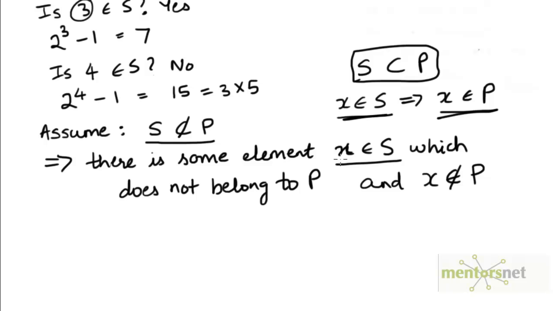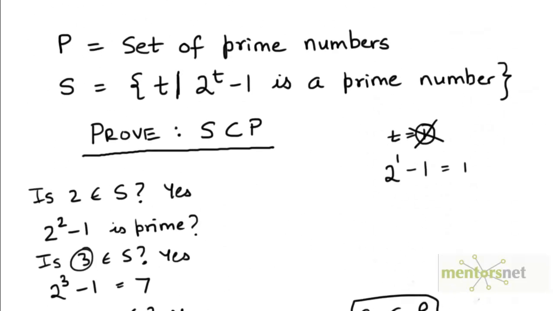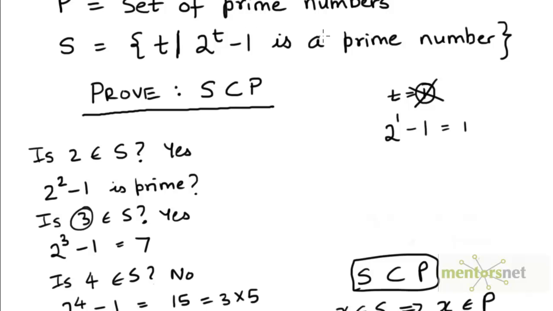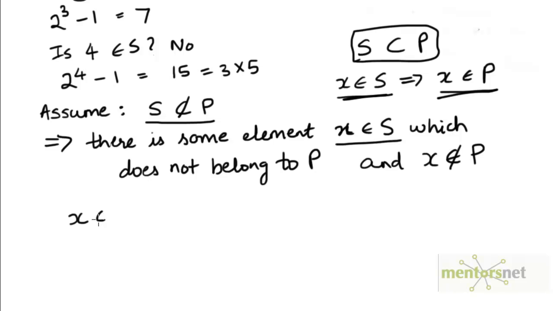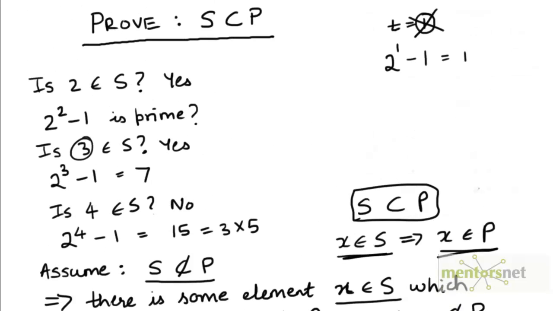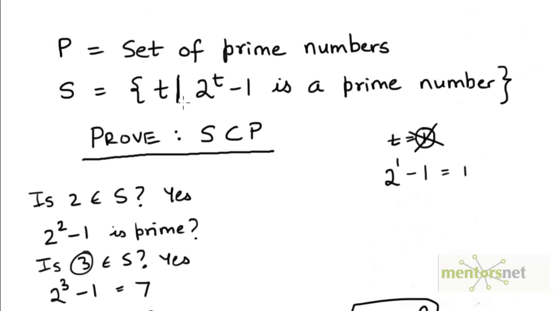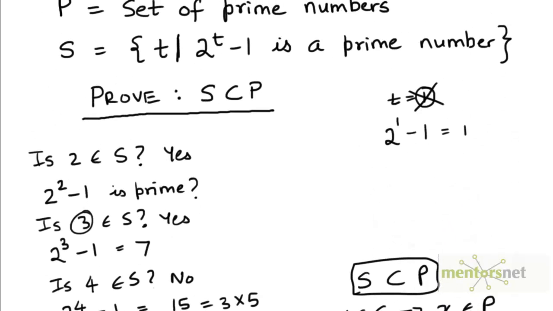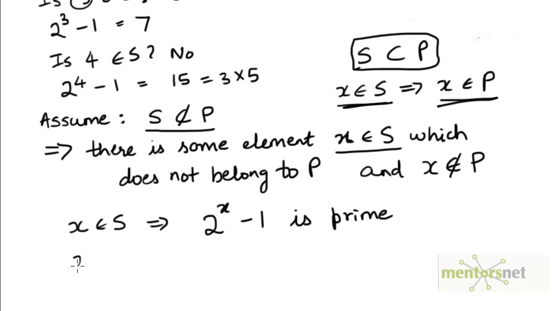Now if this hypothetical element X belongs to S, that means X has the form described in the definition of this set. So X belongs to S means that 2 to the power X minus 1 is prime by the definition of the set. Because for any t that lies in set S, 2 to the power t minus 1 is prime. So if X lies in the set S, 2 to the power X minus 1 must be prime. Now if X does not belong to P, that means X is a composite number, it's not a prime number.